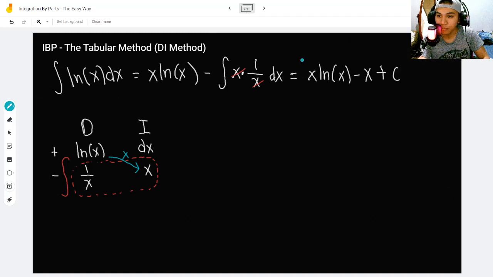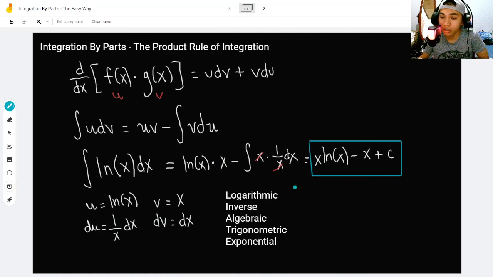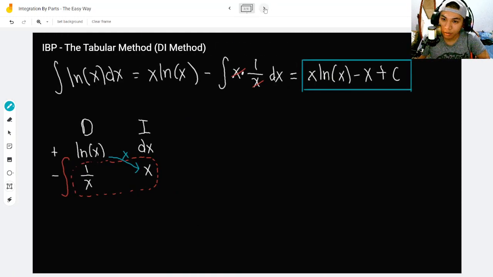And as we can see, this is the same answer as when we did the integration by parts. Okay, so this is the DI method. And it has some stops actually, when you are going to stop integrating or differentiating. And we have some examples to accommodate for that.